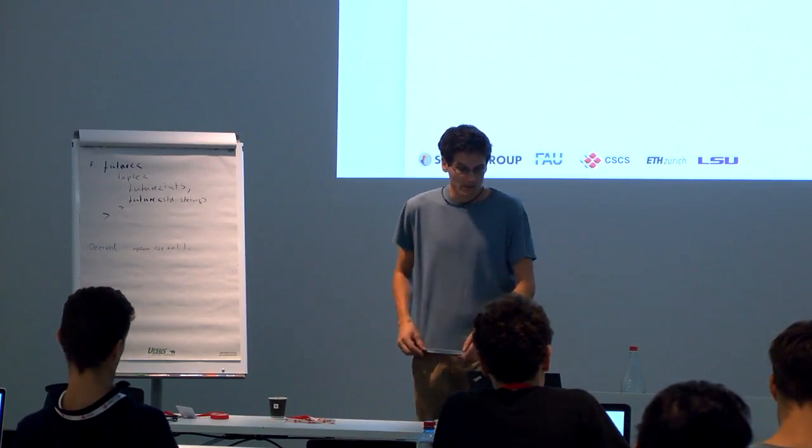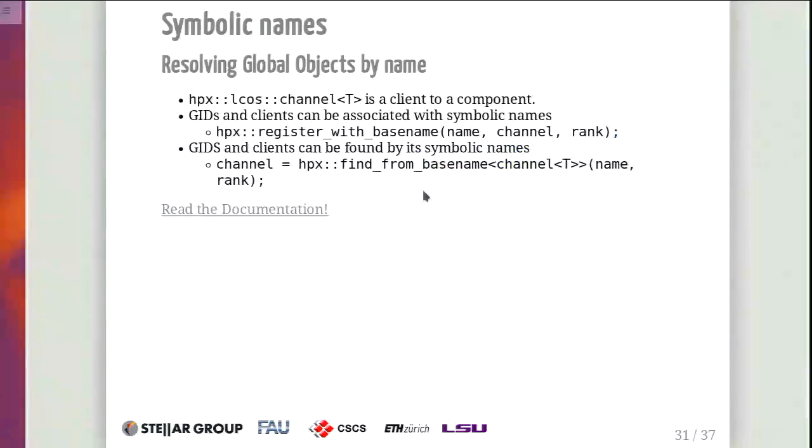Another nice property is that once you have the global objects, what you get back when you allocate a new global object is essentially a globally unique identifier to that object. So if you have your big distributed application running on 1,000 nodes, how do you exchange those ID types between the different ranks?